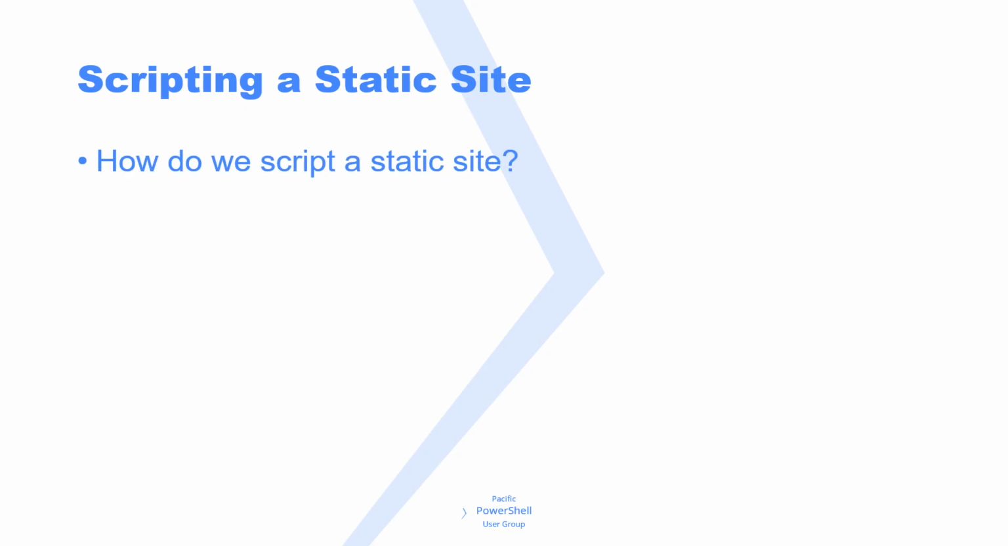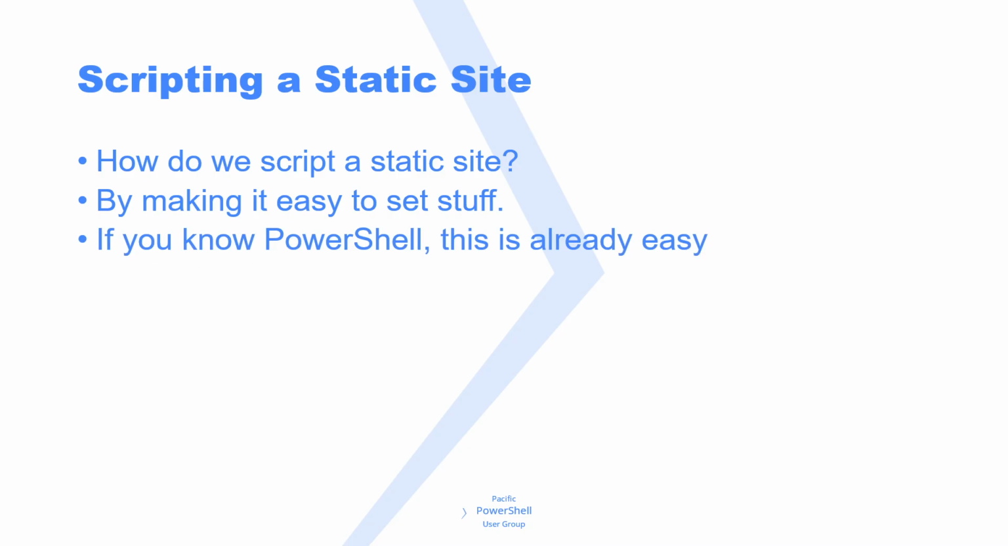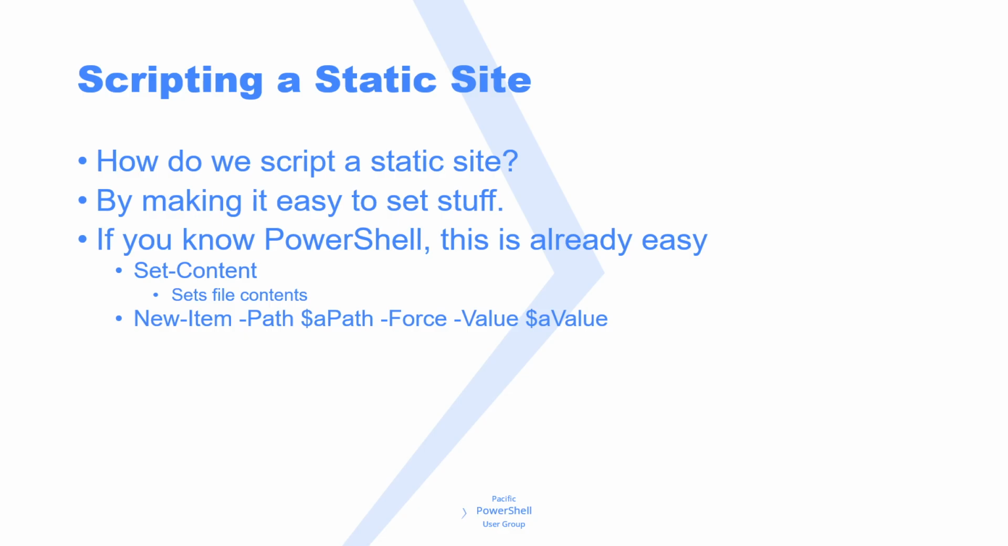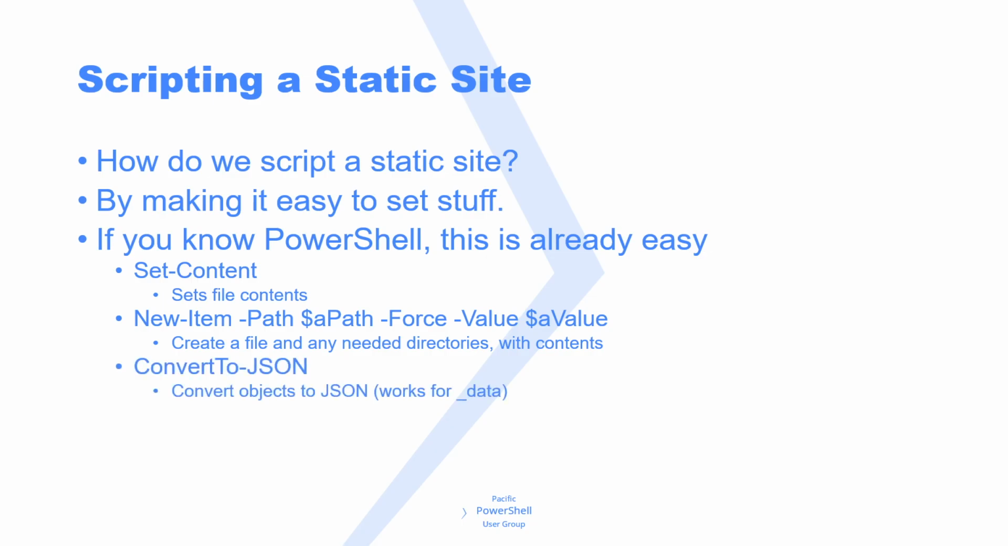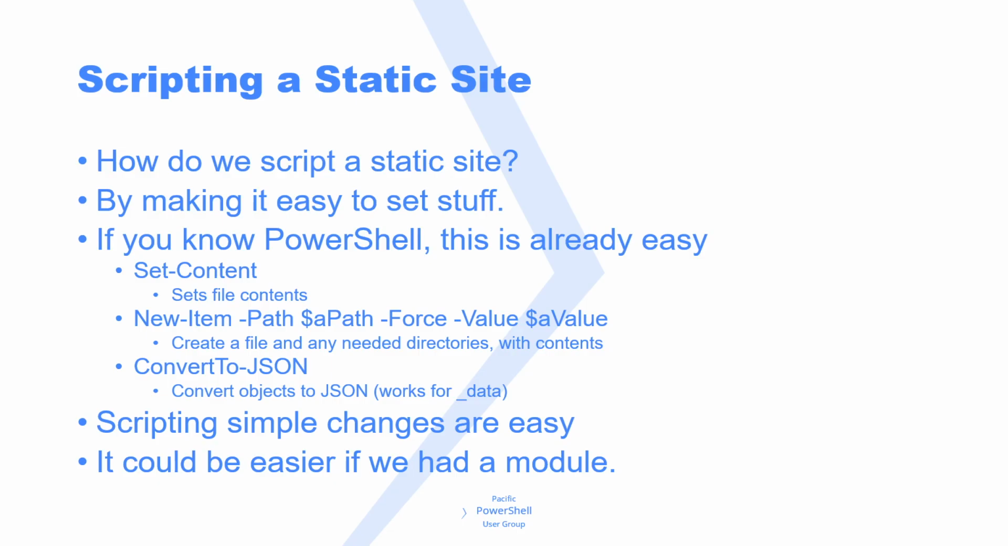How do we do it? By making it easy to set stuff. If you know PowerShell, this is already easy. Set-Content sets file contents. New-Item -Path a path -Force -Value a value will create a file and any new directories with contents. And ConvertTo-Json converts objects to JSON. Works for underscore data just fine. So scripting simple changes are really easy. And it would be easier if we had a module.